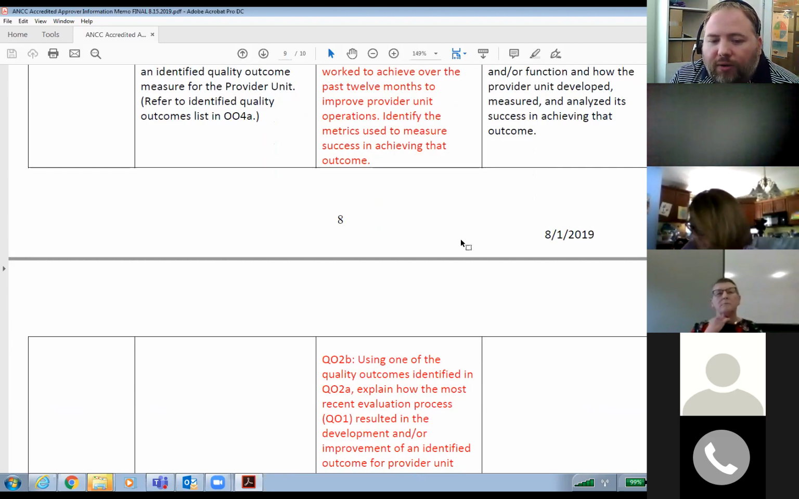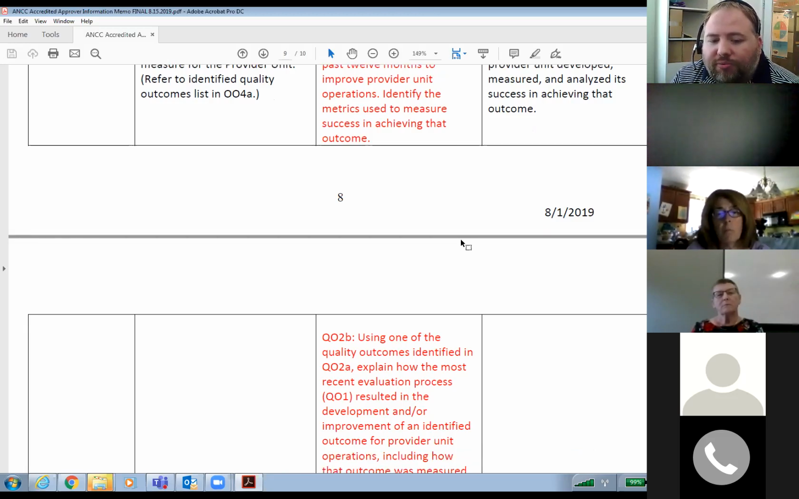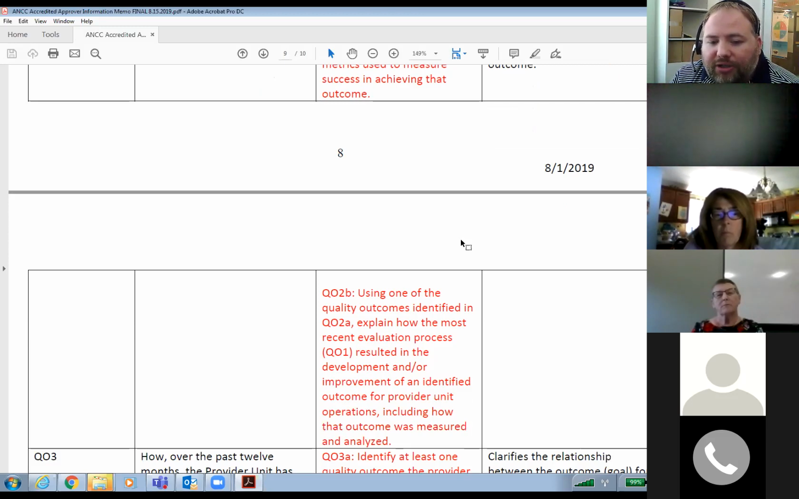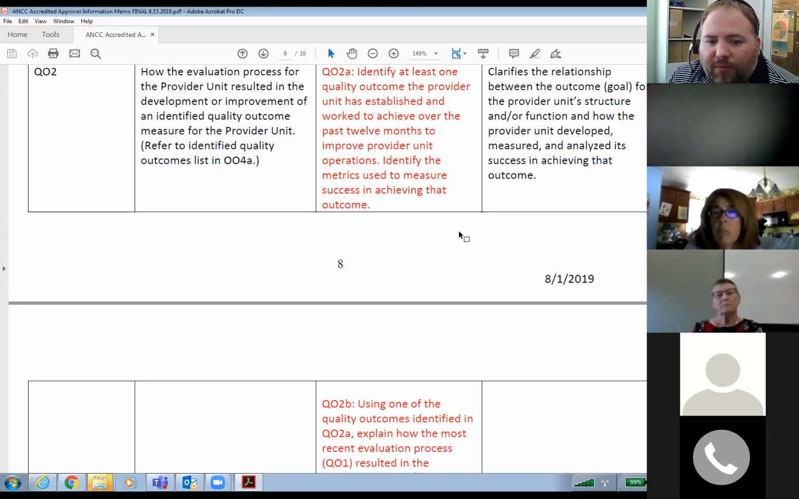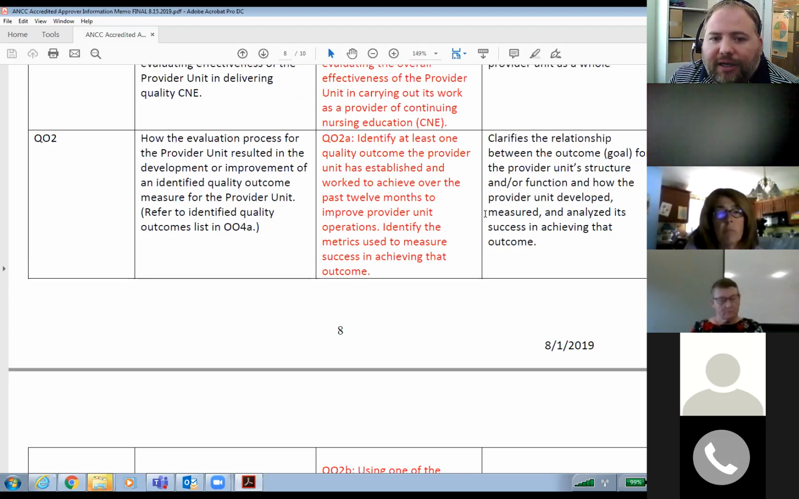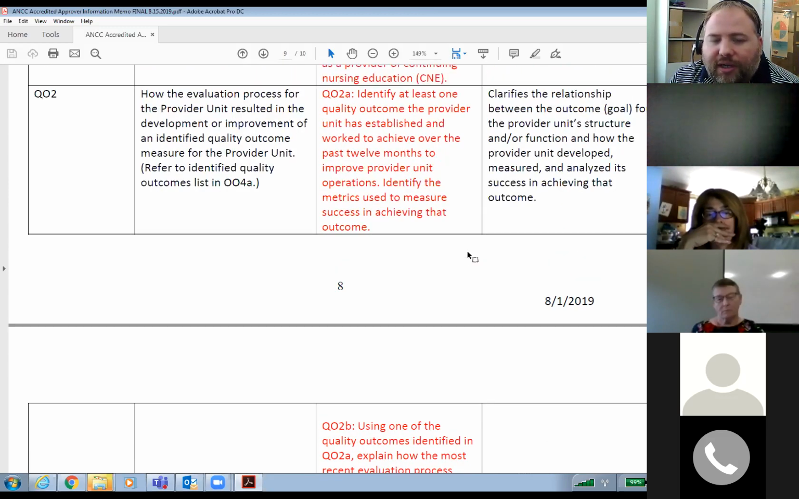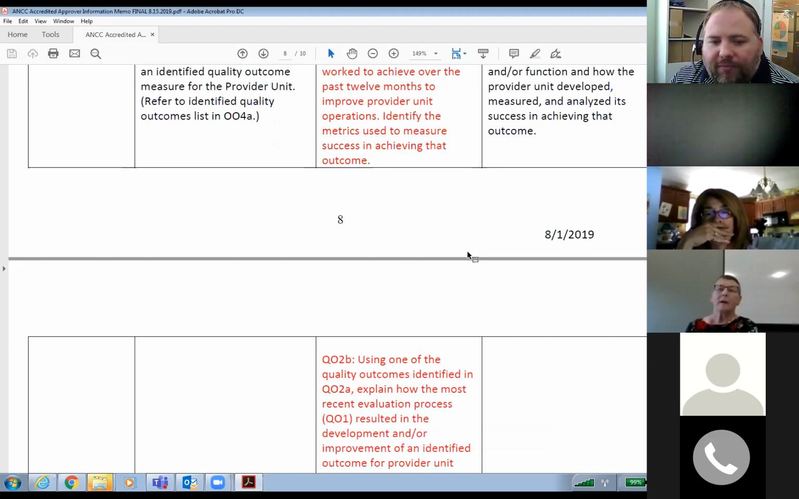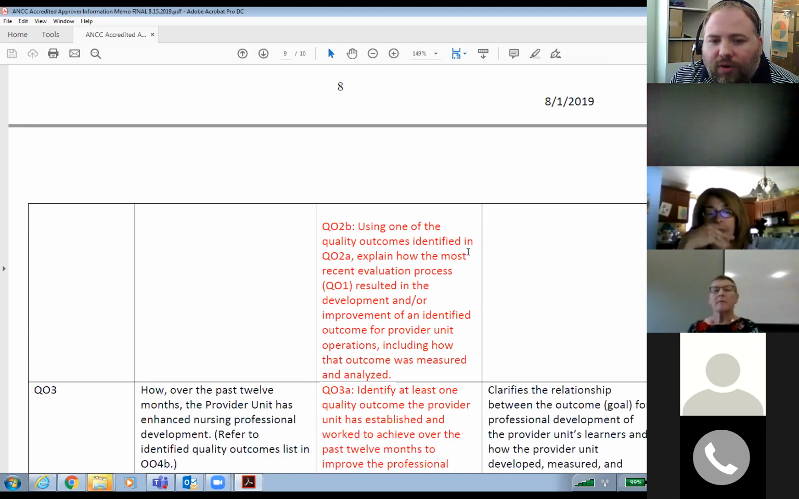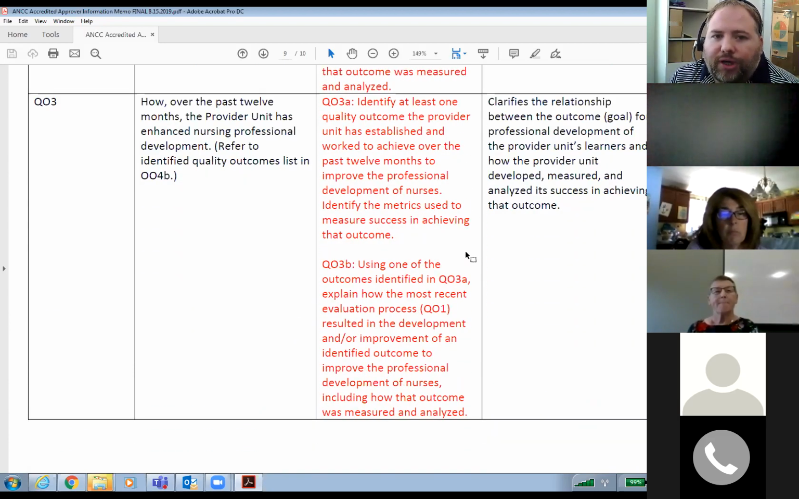using one of the quality outcomes identified in Q02A, explain how the most recent evaluation process, Q01, resulted in development and or improvement of an identified outcome for the provider unit operations, including how that outcome was measured and analyzed. So hopefully with rewording this, the approved provider is going to be able to give you at least one outcome and then give you supporting data on how that outcome was a positive impact to the provider unit. It's together, it's more direct, and hopefully it gives them the guiding framework to provide you with what we're asking for. The same with Q03.